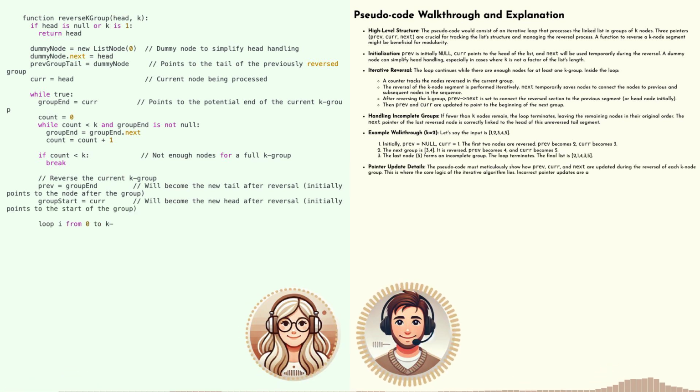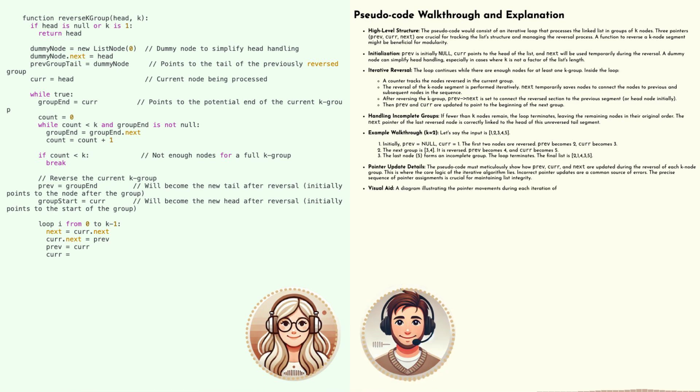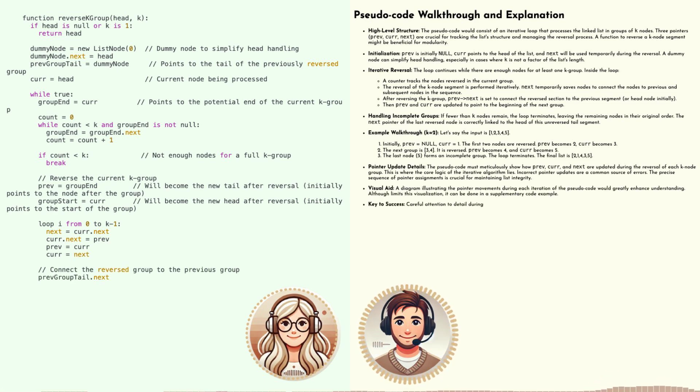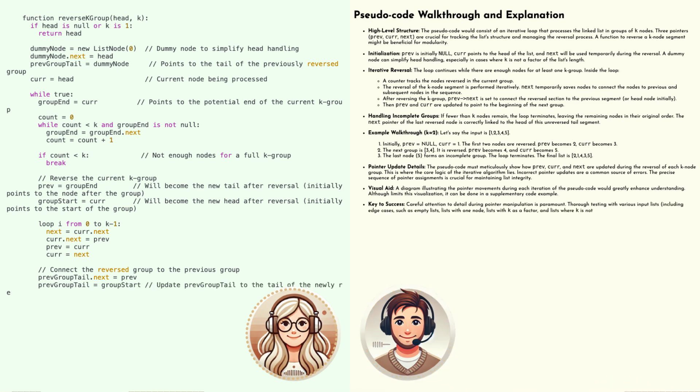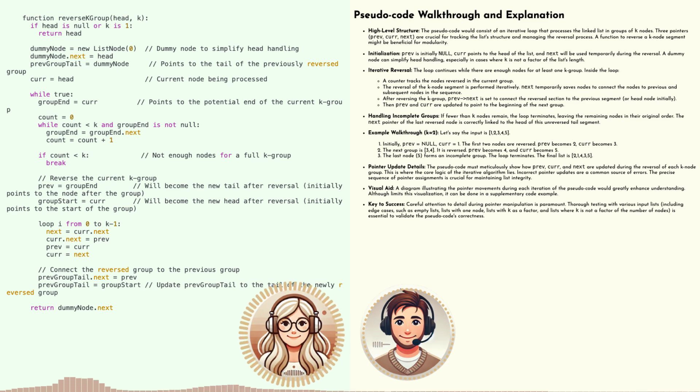So let's start with our main function. We'll call it reverseGroup. It'll take two inputs, the head of our linked list and the integer k, the size of those groups we want to reverse. So we've got our function set up. What's the first move? First thing, we've got to initialize our four star players: head, tail, rev head, and new head.